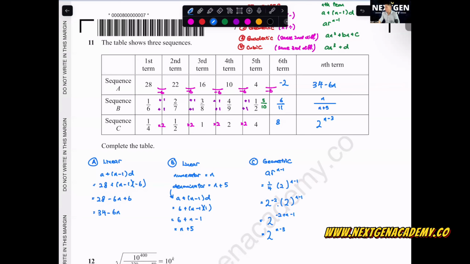Okay, normally they will put it into this form if you can simplify it. But if cannot simplify, let's say if the a is 1 over 3, then you just leave it as 1 over 3 bracket 2 to the power of n minus 1.